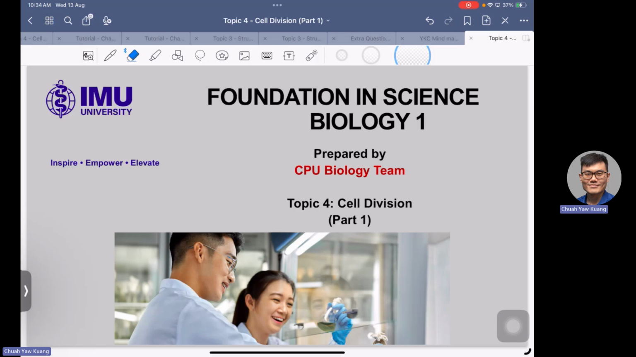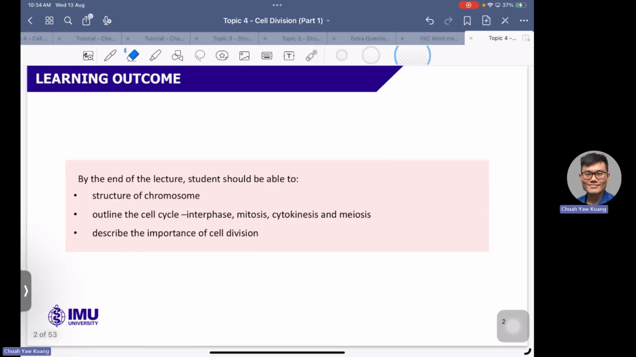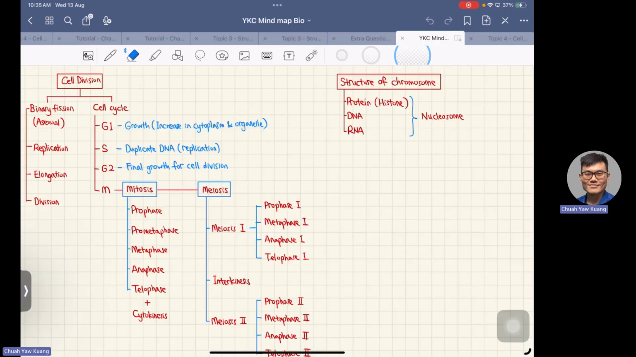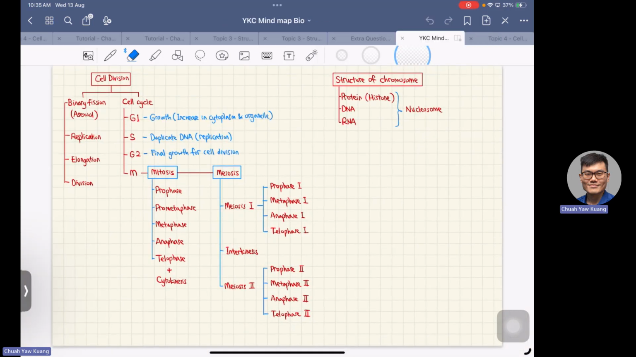Now for this part 1, it will be purely on mitosis and meiosis. This would be the learning outcome. Why I say it's very simple is because if you look at the mind map, it is very simple. First, we will talk about the structure of the chromosome, and this one maybe is new to you. The most basic unit of the chromosome is the nucleosome.